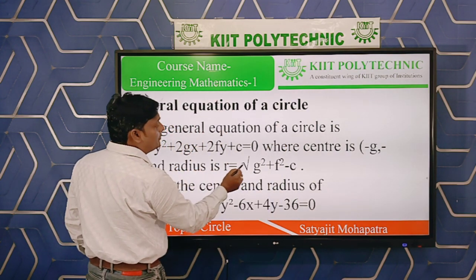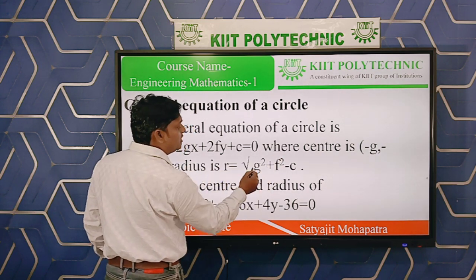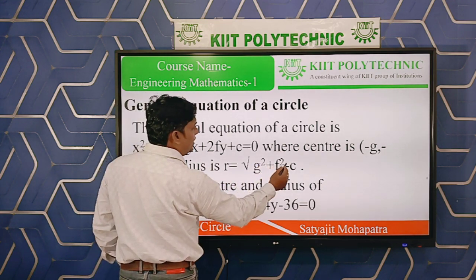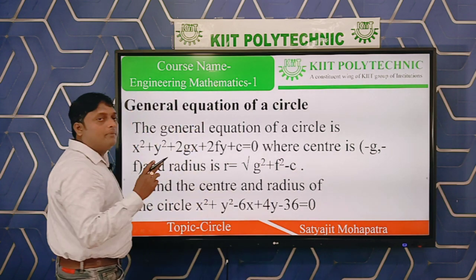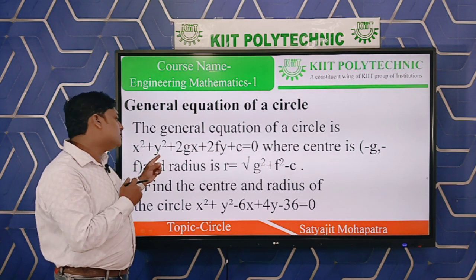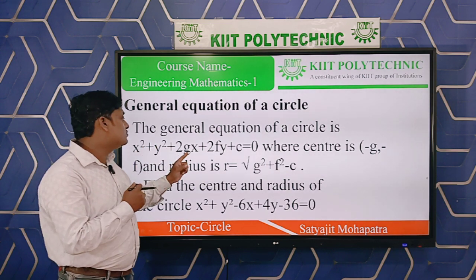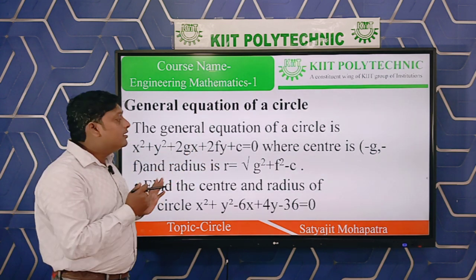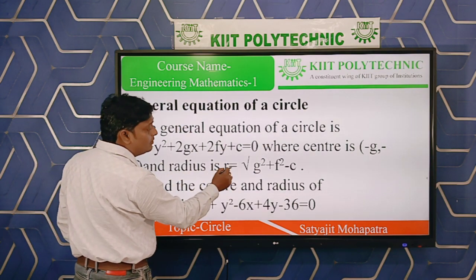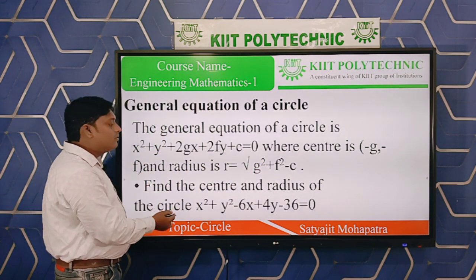The formula for the radius is the square root of g square plus f square minus c. So remember, the general equation of the circle has five terms: x square plus y square plus 2gx plus 2fy plus c equals 0. Then what is the center formula? That is (minus g, minus f). What is the radius formula? Square root of g square plus f square minus c. Okay, next we will do the problems.